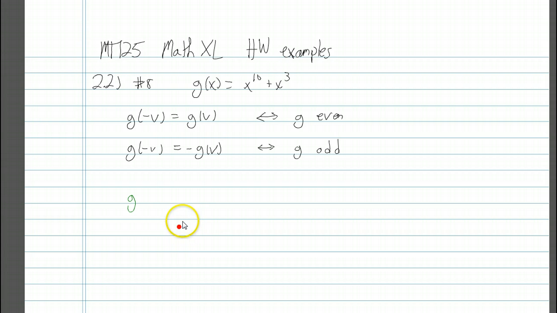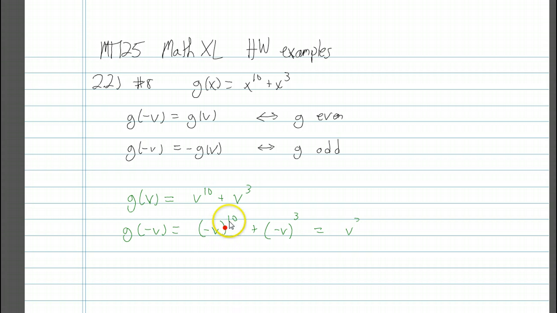Okay, so for us to go through and check, we've got to plug in the value. That just amounts to changing the letters from x's to v's. So we get v to the 10th plus v to the 3rd power, and then we've got to plug in its opposite and see if we get the same thing or the negative of that. So we plug in negative v, we take our input, raise it to the 10th power, and then add on our input raised to the 3rd power. So we get negative v to the 10th plus negative v to the 3rd.